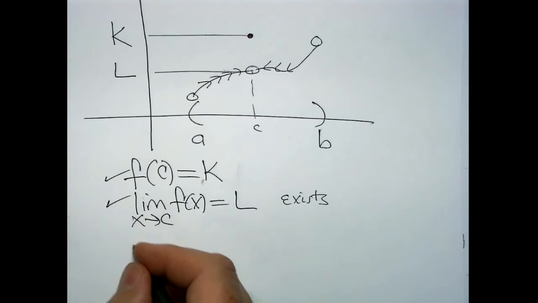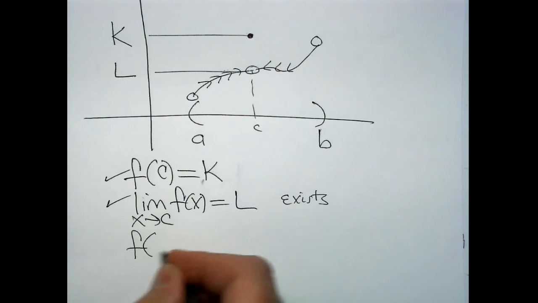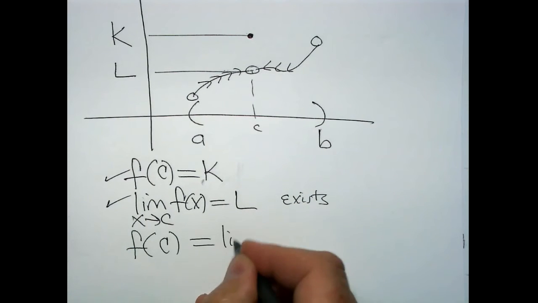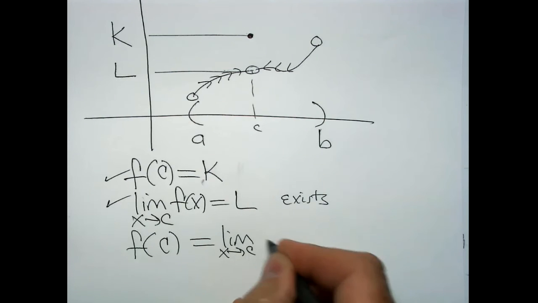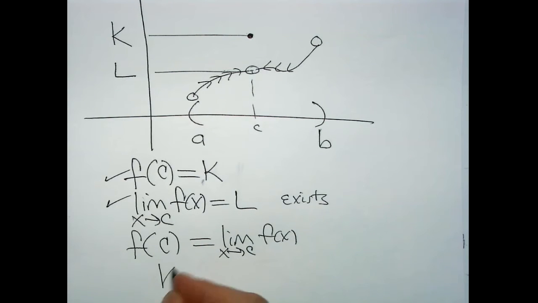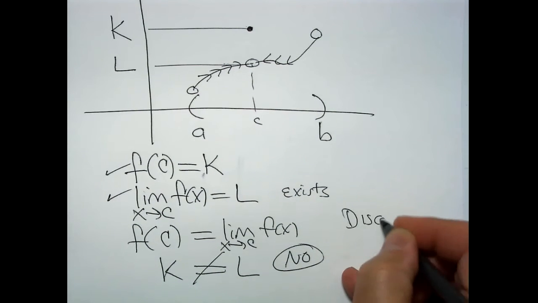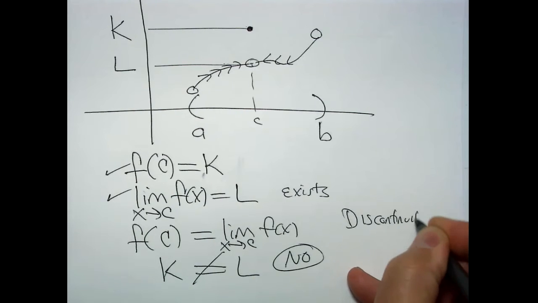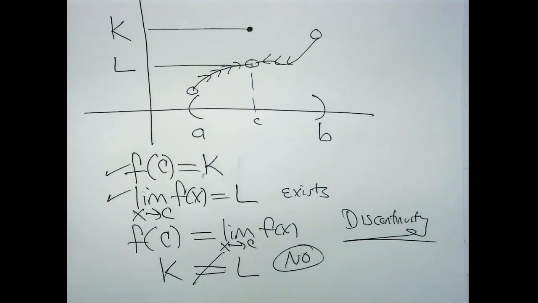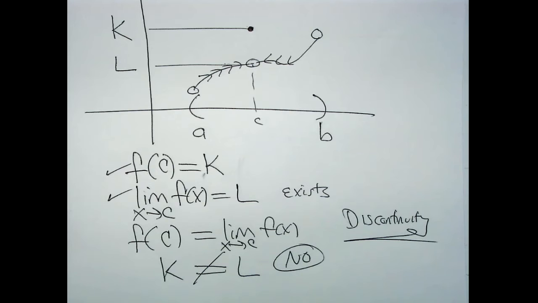And then the third requirement: does the function value equal the answer for the limit? And the answer is no. So we couldn't pass all three checks. This is definitely a discontinuity, guys. Definitely a discontinuity. So here's my question for you. Is that a removable or non-removable?